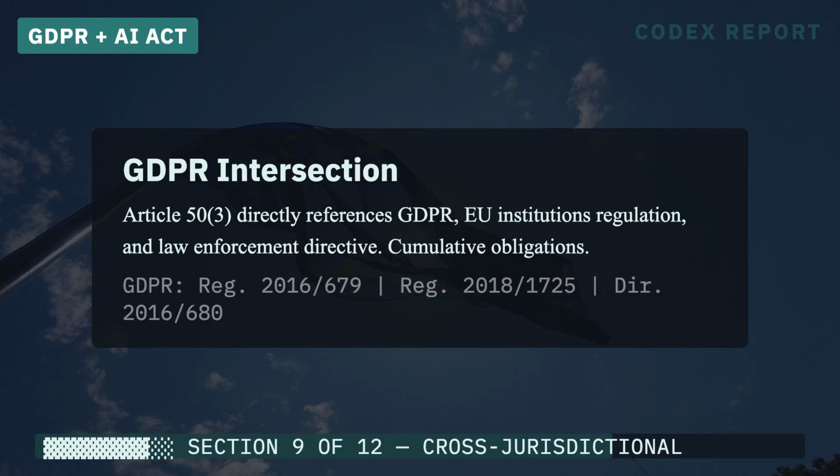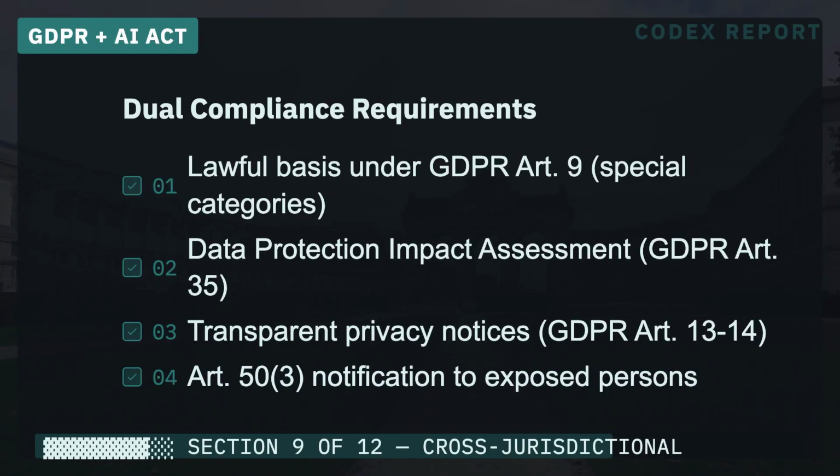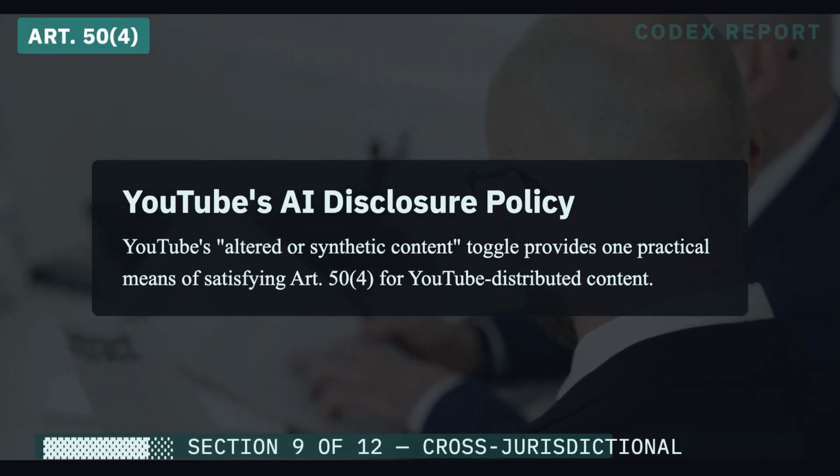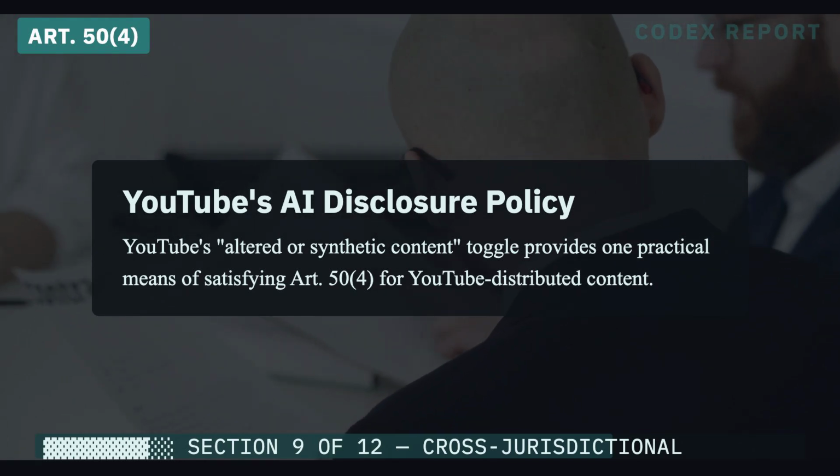Article 50, paragraph 3, directly references three data protection instruments: Regulation 2016/679, the General Data Protection Regulation, Regulation 2018/1725, which governs data protection for EU institutions, and Directive 2016/680, the Law Enforcement Data Protection Directive. This means that any deployment of emotion recognition or biometric categorisation triggers a dual compliance requirement. The notification obligation under Article 53 and the full weight of GDPR's data protection requirements apply simultaneously.